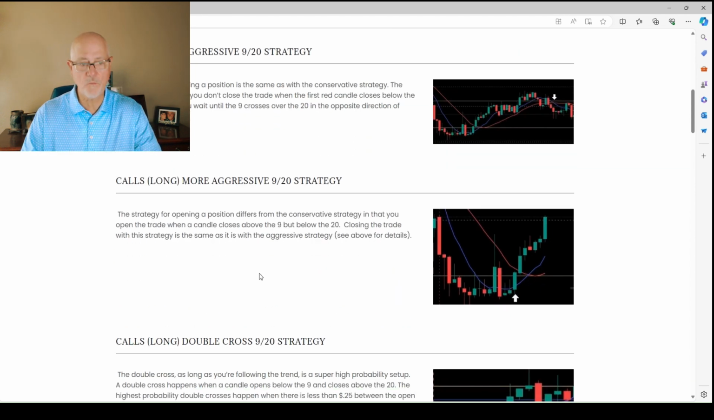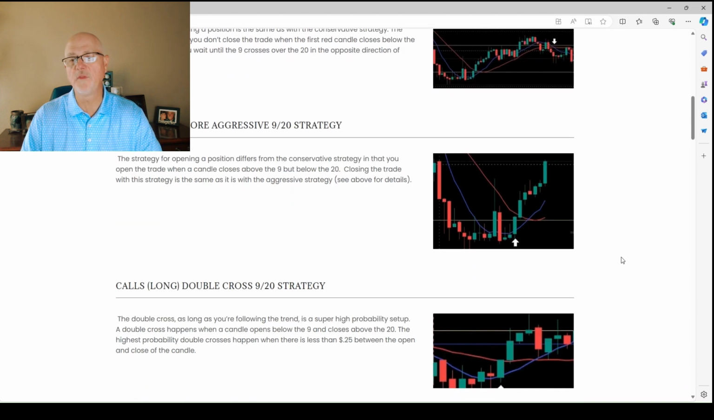Now, the most aggressive strategy essentially is the strategy for opening a position that differs from the conservative strategy in that you open the trade when the candle closes above the 9 and below the 20. It's this candle right here. Now, we call this a fishtail play. This is a fishtail play.